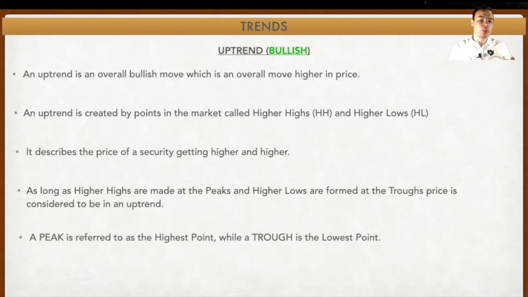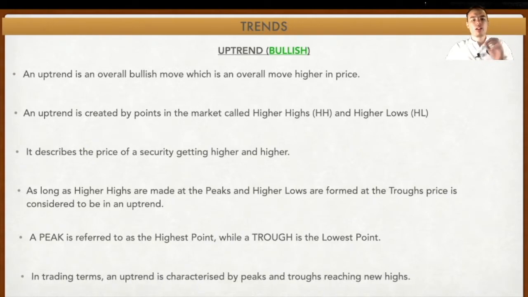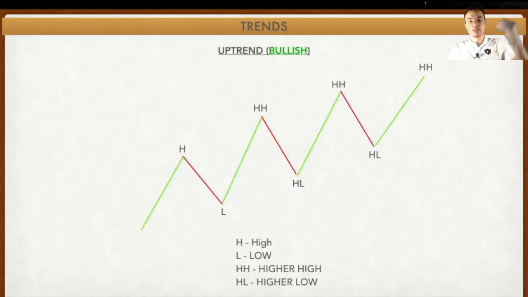Some of you don't know what that means. A peak is the highest point, while the trough is the lowest point. Keep that in mind. In trading terms, an uptrend is characterized by peaks and troughs reaching new highs. So, as you can see, this is an uptrend.